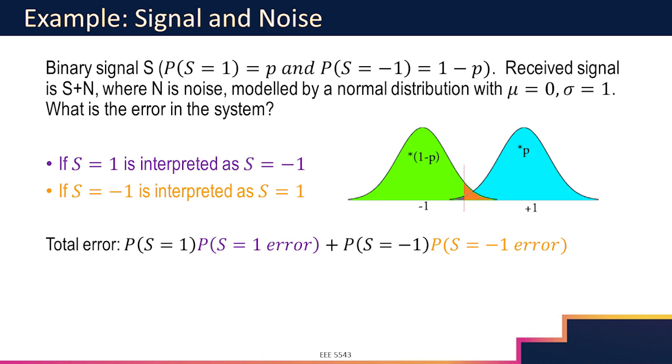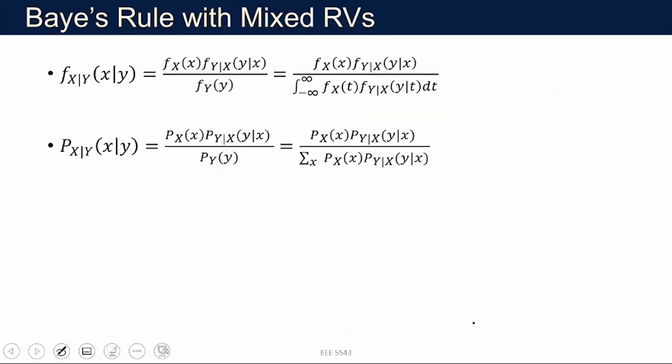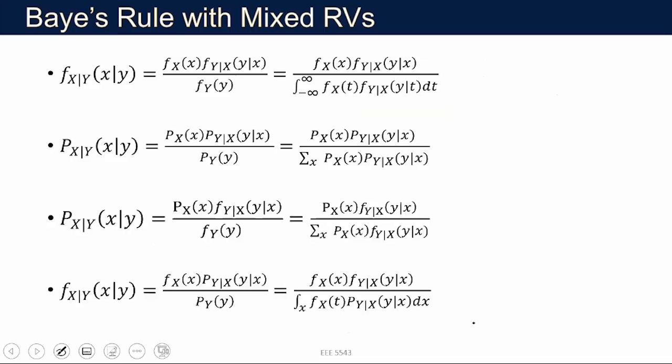So let's complete our view of Bayes' rule by finding out the rest of the combinations of continuous and discrete random variables to find our inference equations.